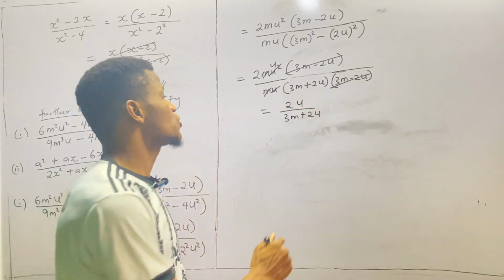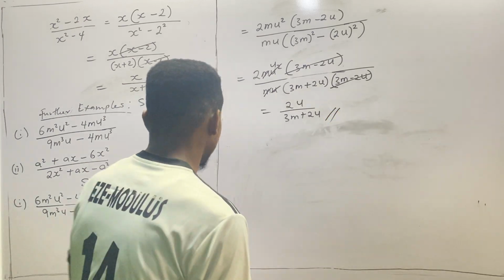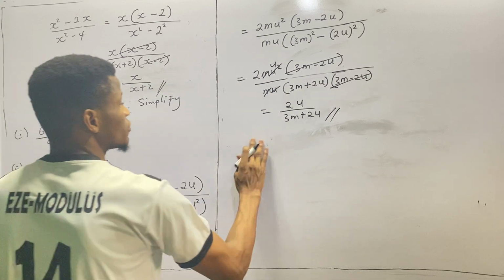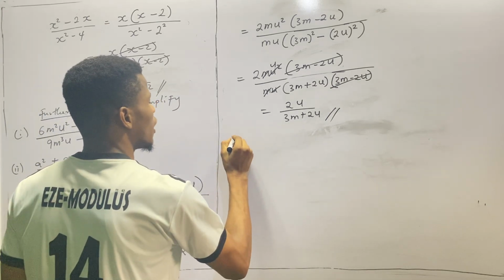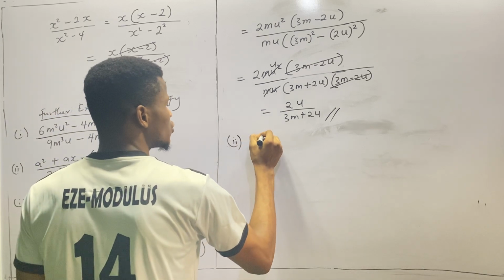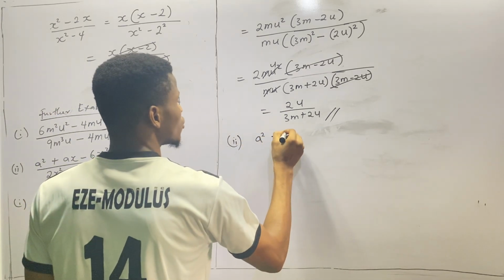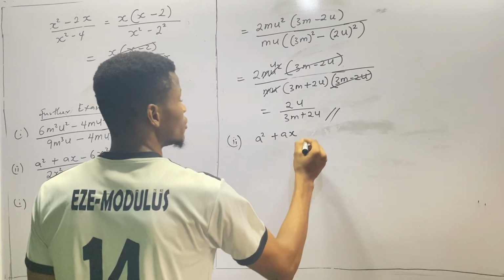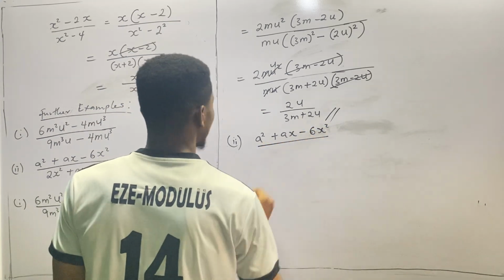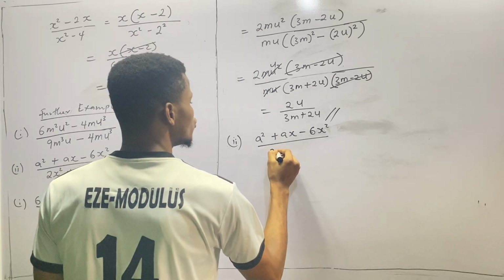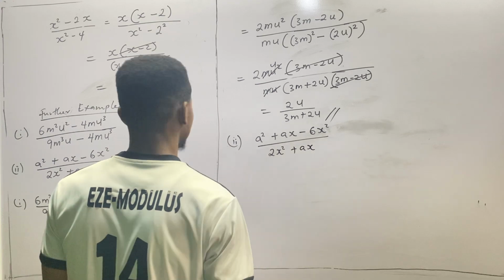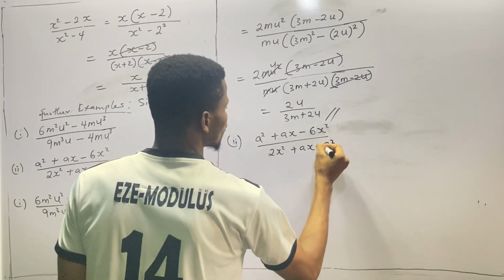So you can cancel. So this will be our final answer. So we go back to the next one, which is number two. We have a squared plus ax minus 6x squared over 2x squared plus ax minus a squared.